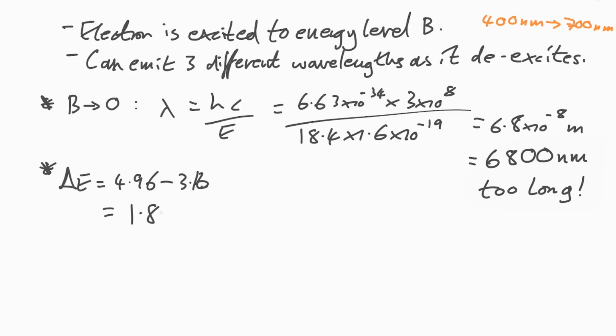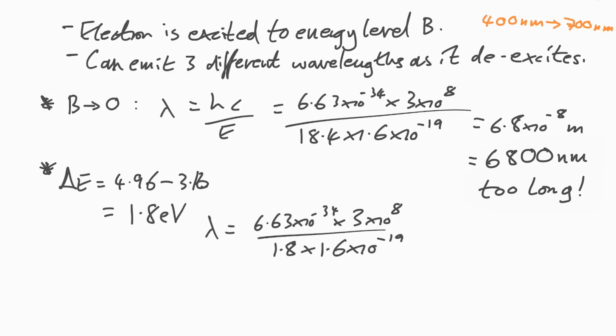1.8 electron volts. So doing the same thing again, lambda is equal to, I'm just going to go for this again, so that times that. And we should end up, this is looking kind of good actually, so I think we're on to a winner here. And that does give us 6.9 times 10 to the minus 7 meters, which is 690 nanometers. That seems pretty good to me.